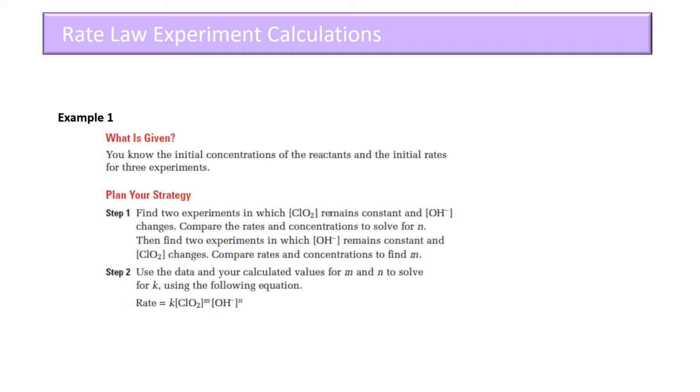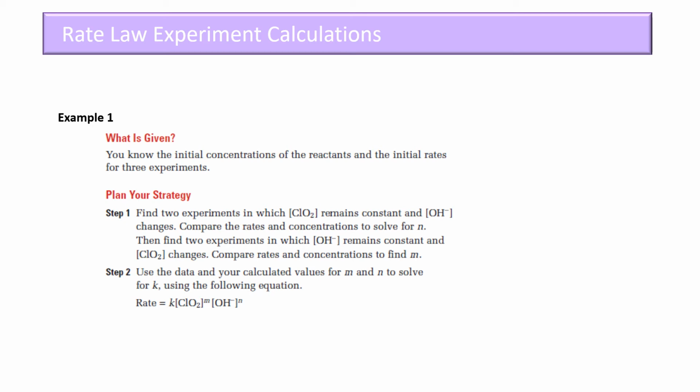Next, what is given? You know the initial concentrations of the reactants and the initial rates for 3 experiments. So now let's plan our strategy. Step 1. Find 2 experiments in which the concentration of ClO2 remains constant and the concentration of OH negative changes. Compare the rates and concentrations to solve for N.